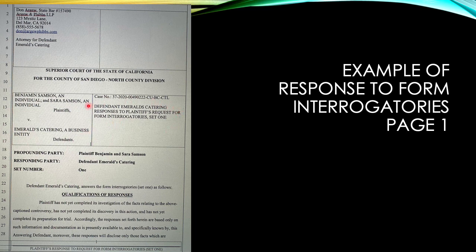So you want to put the case number up here, and you want to make sure that you are putting the title, the defendant, Emerald Catering, responses to plaintiff's request for form interrogatories. This is the party that's asking for the response, and the responding party is the defendant, which is Emerald Catering.